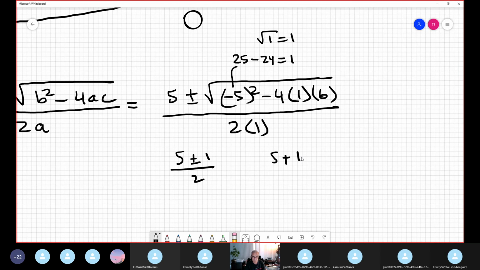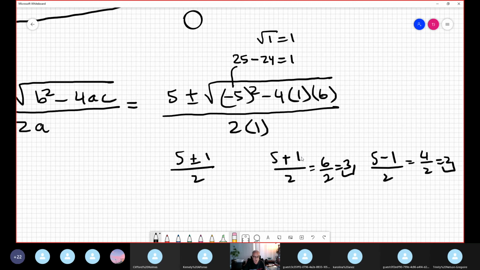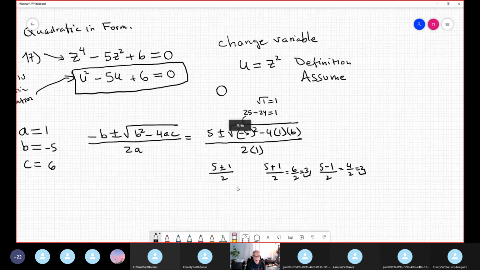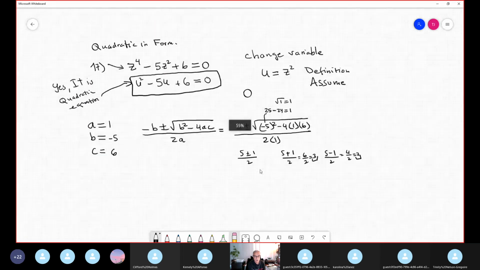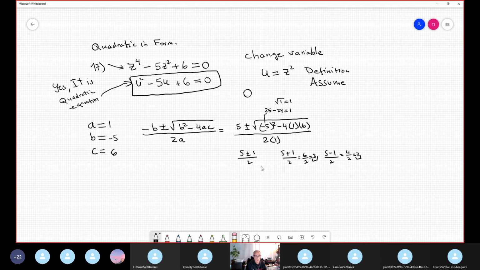I separate into pieces, the positive piece and the negative piece. 6 over 2 is 3. This is my first. And the second is 5 minus 1 is 4, divided by 2 is 2. Okay, but is this the solution? No. Remember the history. We have a complicated equation. We do a change of variable, a transformation. We convert to the quadratic equation, and we solve the quadratic equation. Now we discover two solutions, 3 and 2.